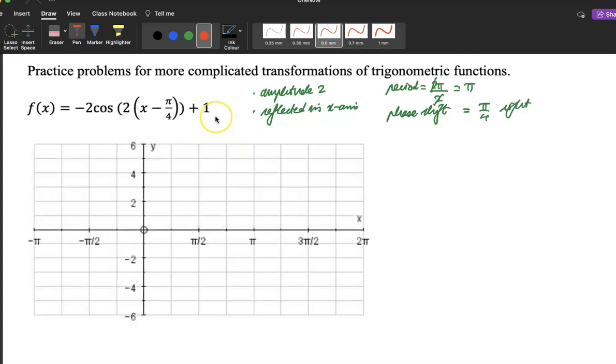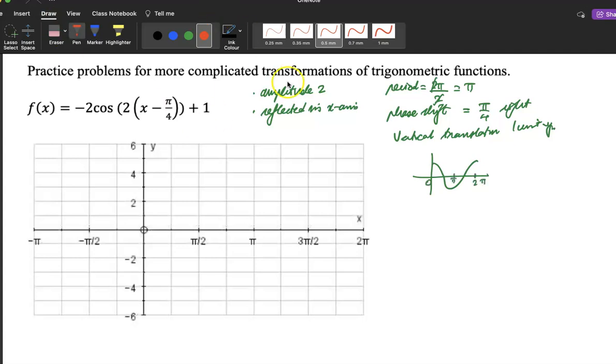And then there's a vertical translation: 1 unit up. Now see, listen. Now we'll go step by step. What function is this? Cos. So this is my cos function. Correct? So you have 0, pi, 2 pi.